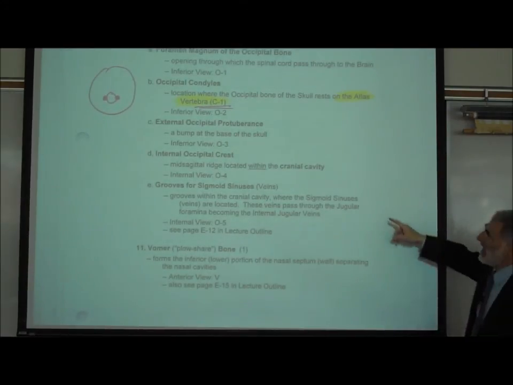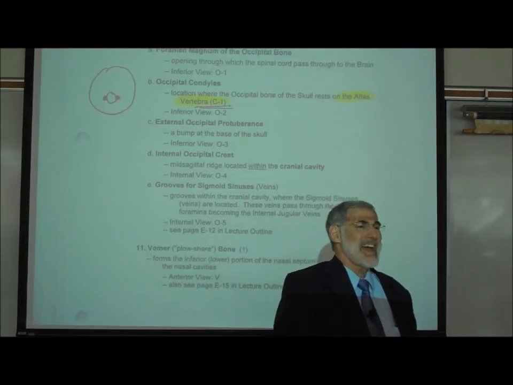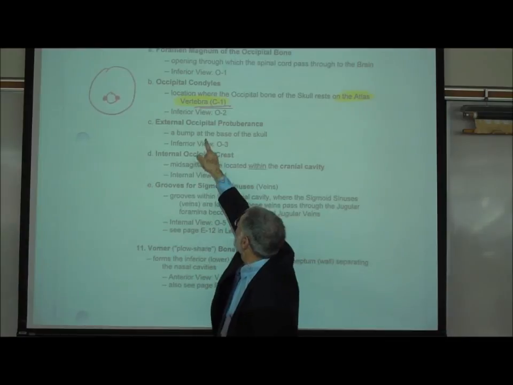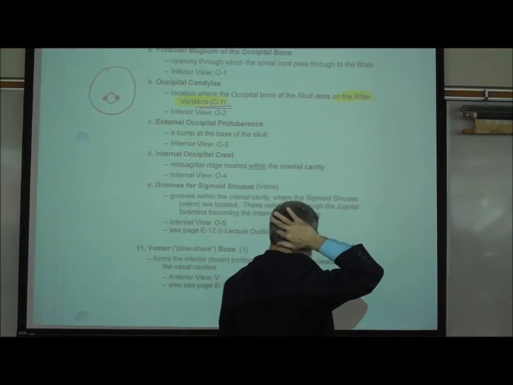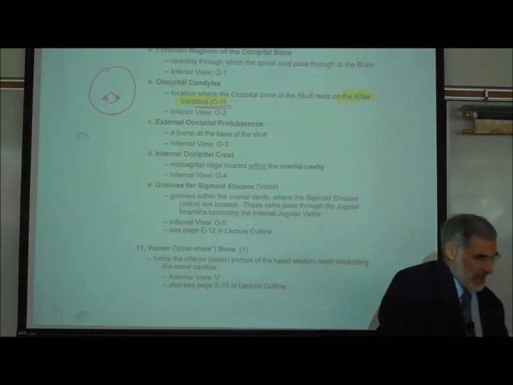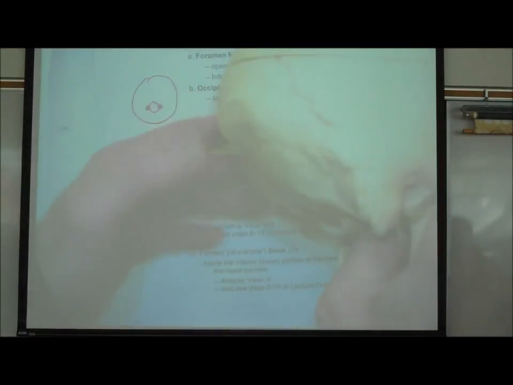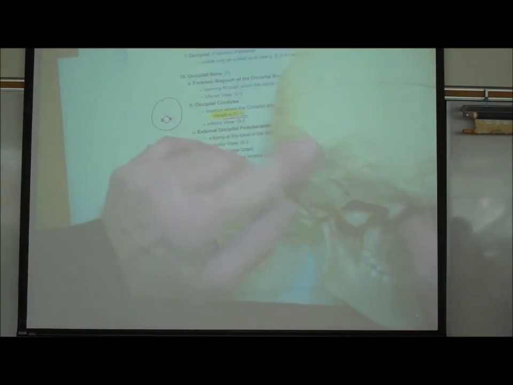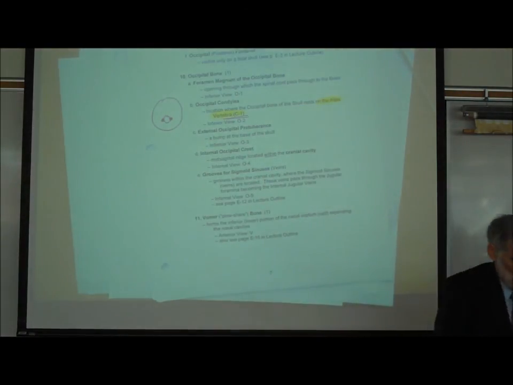The next thing, external occipital protuberance. What's that? Okay, external, it's on the outside. If you feel the back of your own skull, there is a bump kind of along the midline towards the back side. That's the external occipital protuberance. On this skull, it's right here. It's more prominent on some people than others. That's the external occipital protuberance.